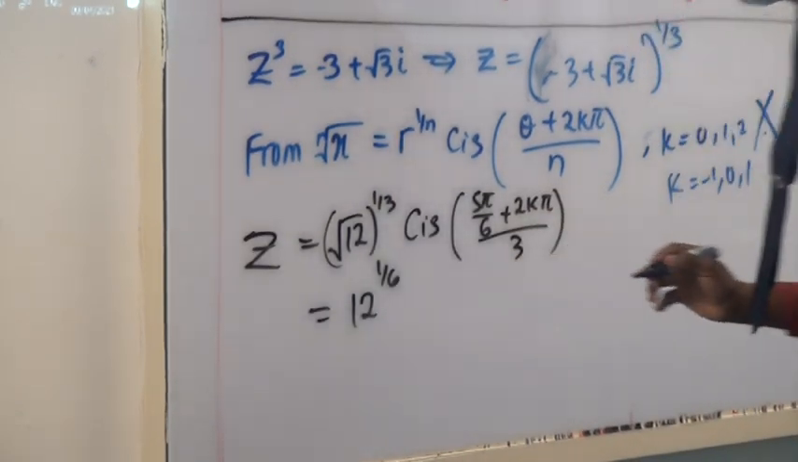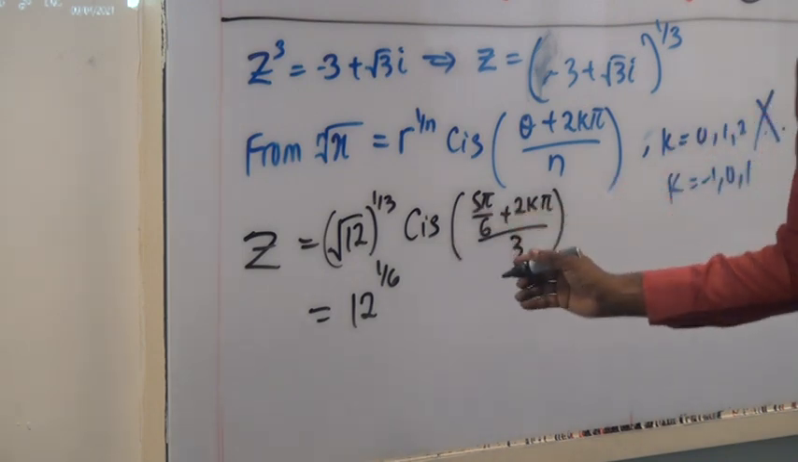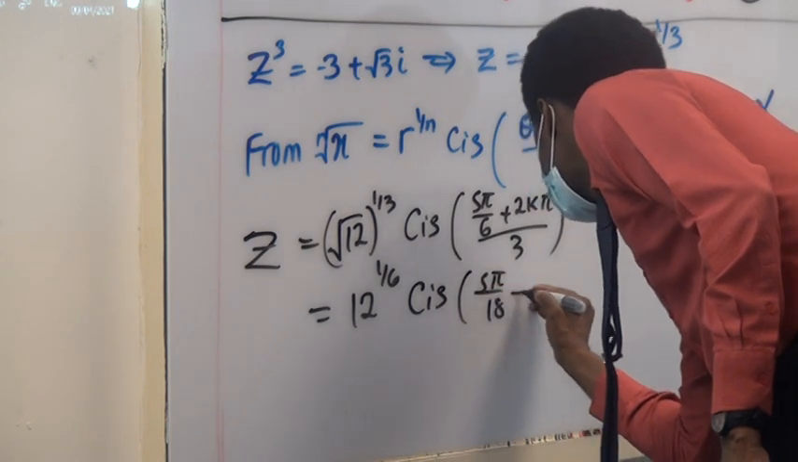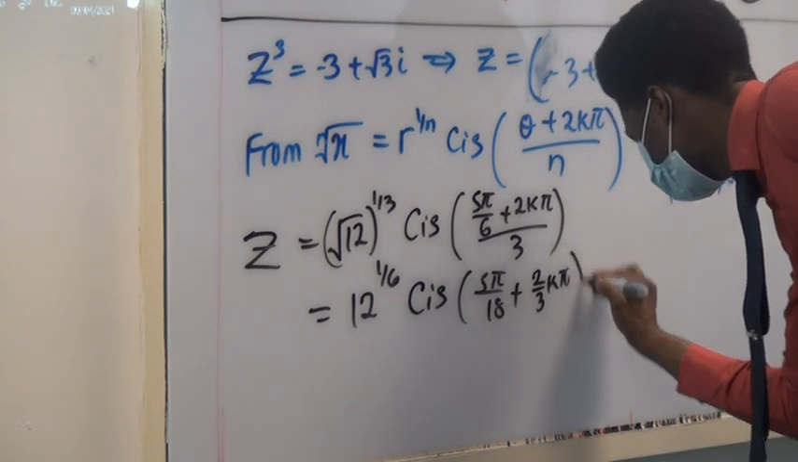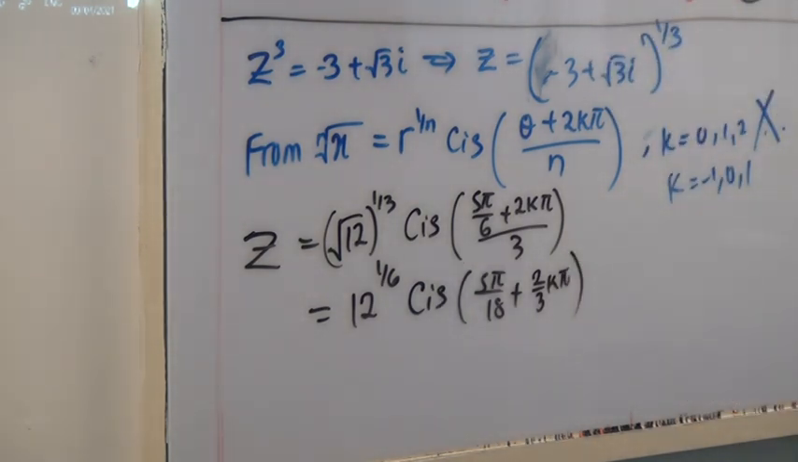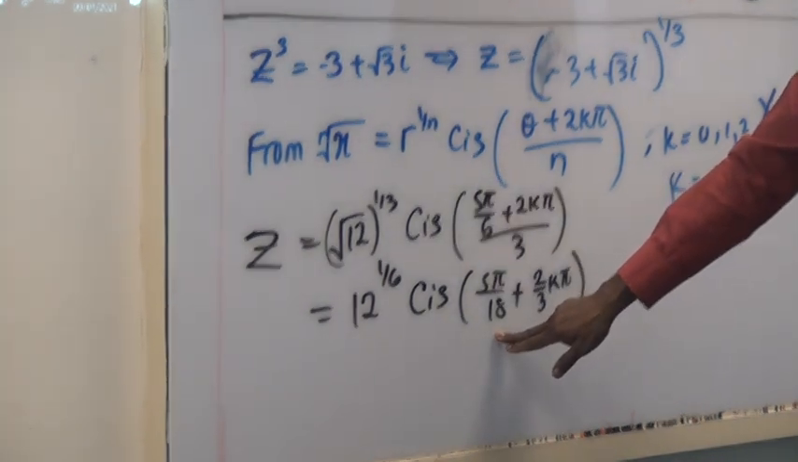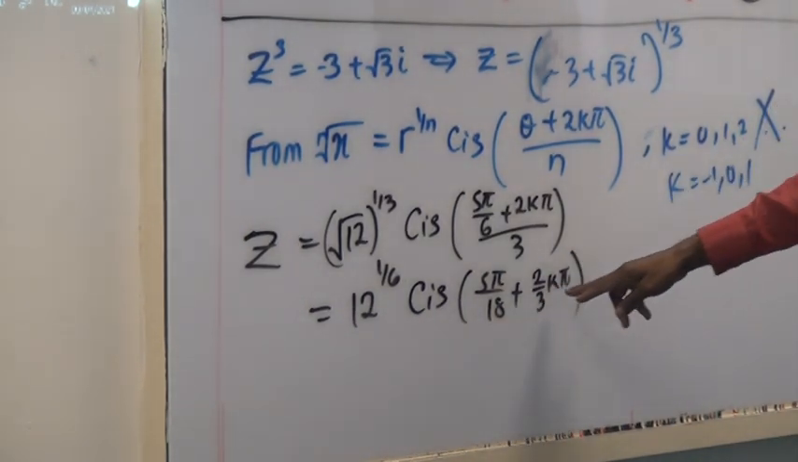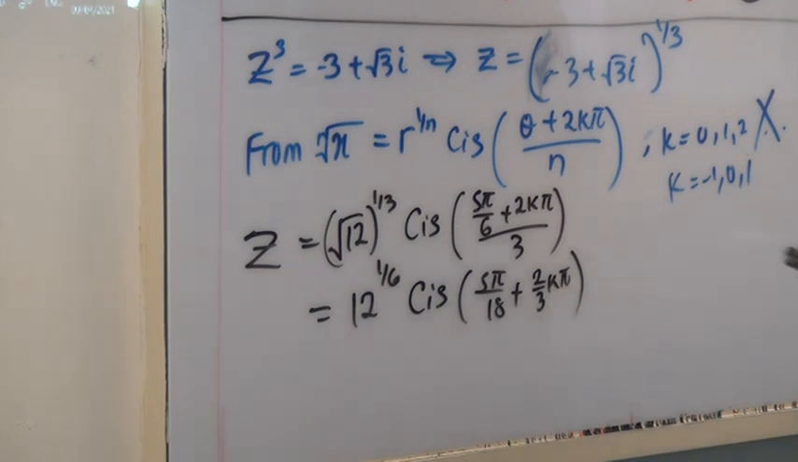If you combine this, it will be 5 pi over 18, CIS, 5 pi over 18 plus 2 over 3 k pi. Yes? Now check. When k is equal to 0, this is gone. 5 pi over 18 is within the range. When k is equal to 1, you have just addition of 2 pi. Okay, let's just do it.